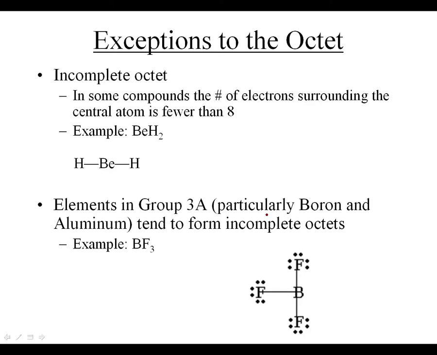So we did talk about the octet rule, and pretty much for our class, everything will obey the octet rule. So if you're asked to draw any type of Lewis structure, it should obey the octet rule. But you should be aware that there are some exceptions to the octet rule that you sometimes come across. And we're just going to talk about these exceptions. You won't be asked to draw any of the exceptions. Again, everything that you draw should obey the octet rule.